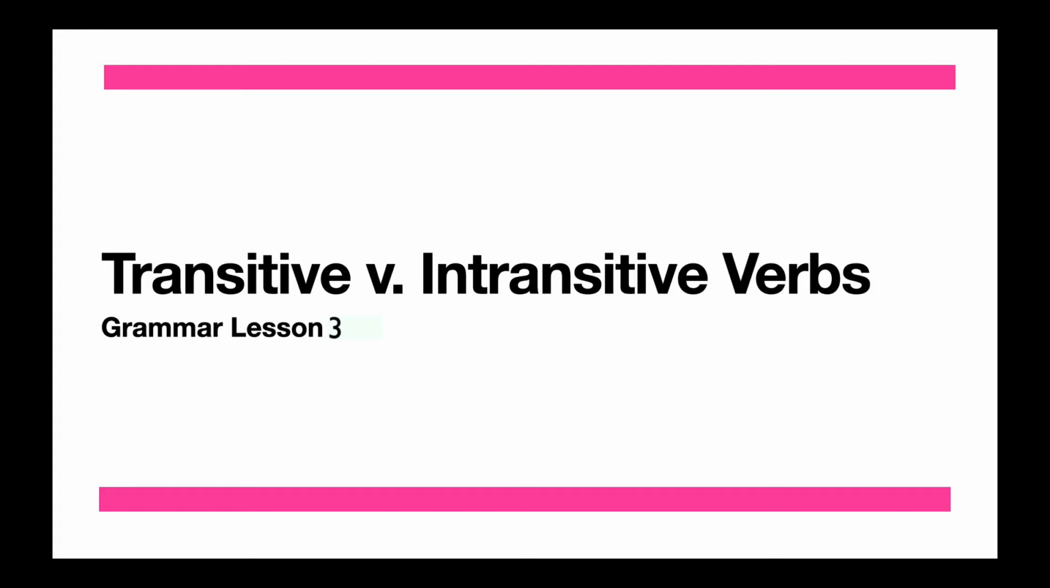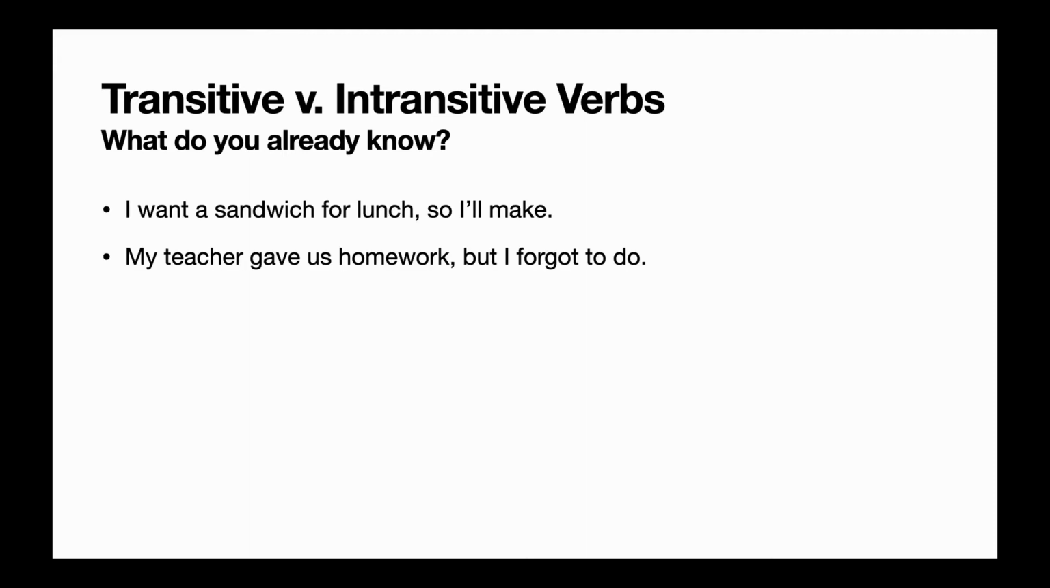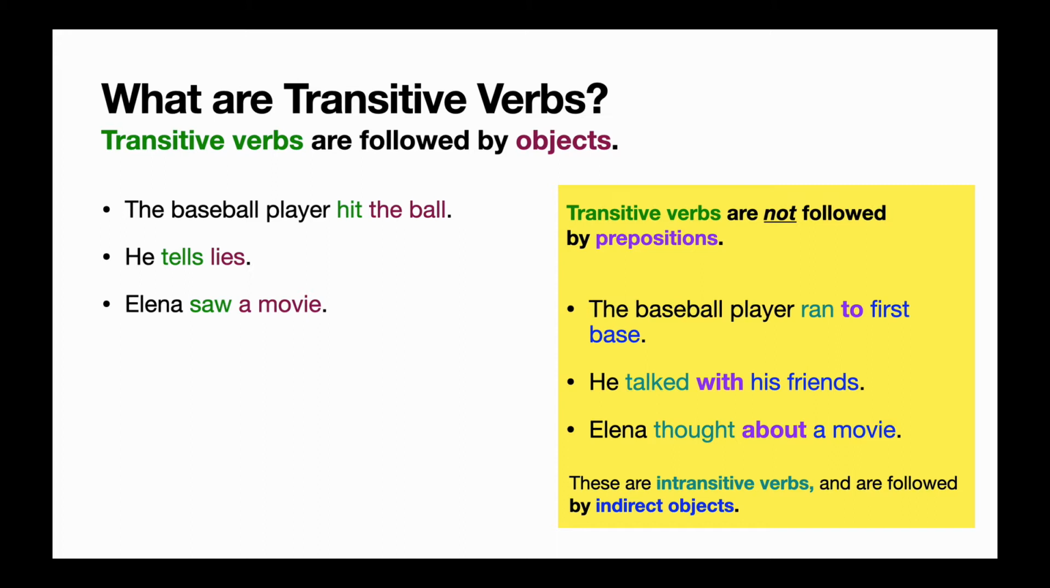This is Grammar Lesson 3 on transitive and intransitive verbs. Let's start with what you already know. What is wrong with these sentences? I want a sandwich for lunch, so I'll make. My teacher gave us homework, but I forgot to do. Yesterday, I called to my mother to wish her a happy birthday. There's something wrong with each one of these sentences. We'll return to those sentences in just a minute.